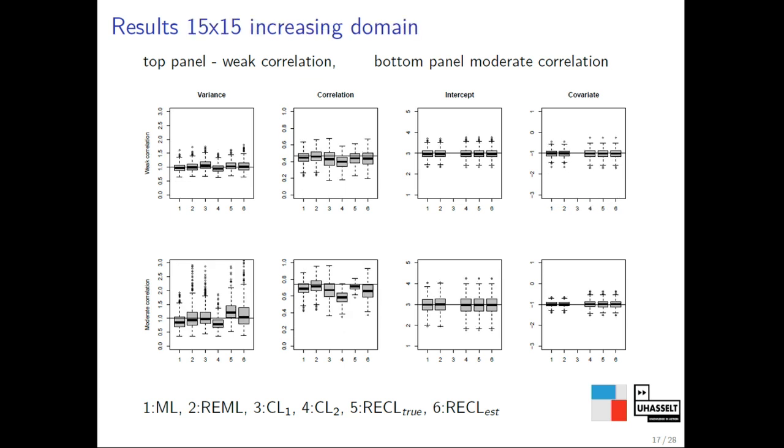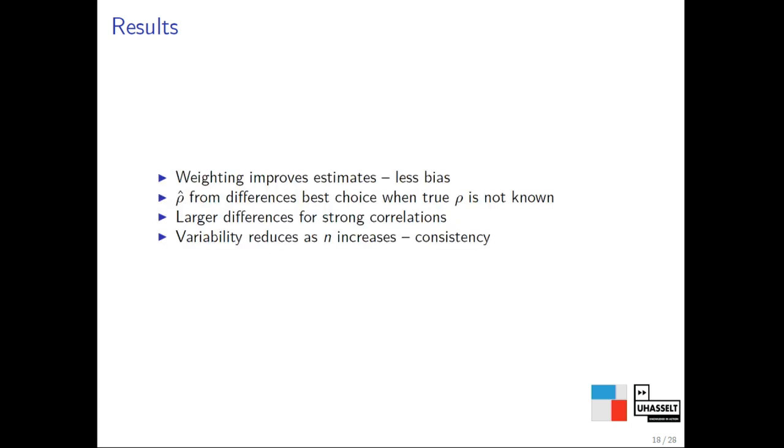We increase the grid size a little bit, and the estimates get better as you go. But it's more or less the same scenarios as before. And so, just a summary from the simulation study: when you use weighting, you improve your estimates for the correlation parameters, and you have less bias. And if you don't know the true rho, then you can use the rho from the correlation from the differences method as an estimate for your effective sample size.